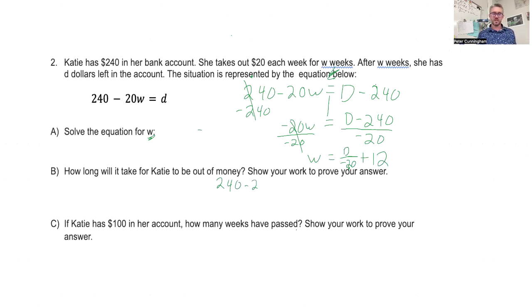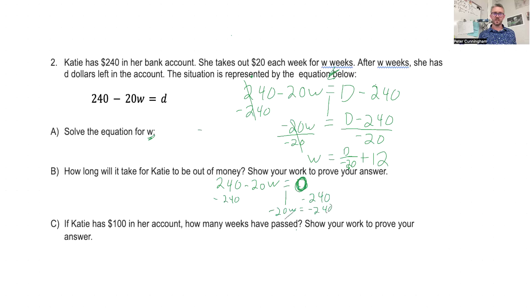Well, actually, if I think about it with a little more detail, I would probably do it the other way around. But since I started this way, we can finish this way. All right, so instead of D, let's change that D into a 0. Find out when we're out of money. Take 240 away, so we've got negative 240 over here. And we've pretty much already done this part.